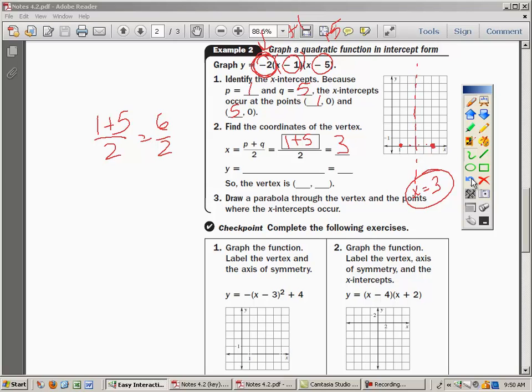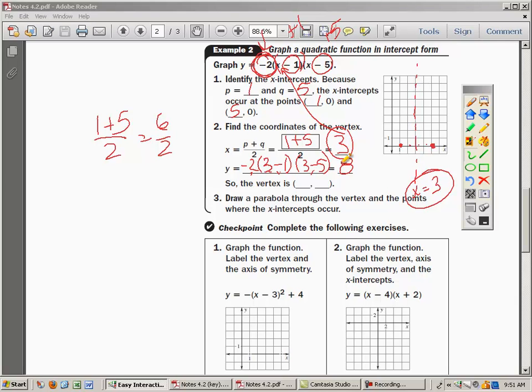So then we simply plug 3 in for x, right back here, and we get negative 2 times 3 minus 1 times 3 minus 5. And then just a quick bit of algebra. 3 minus 1 is 2. 3 minus 5 is negative 2. So you get negative 2 times negative 2 times 2, which is 8. And so you get 8 here.